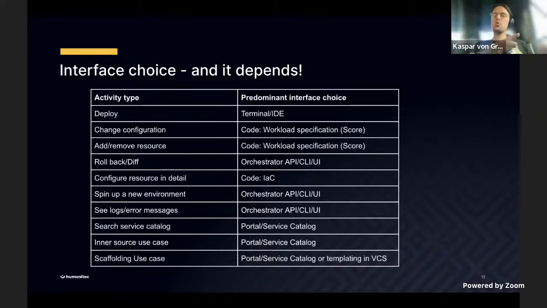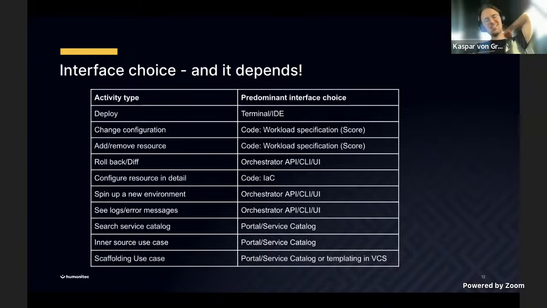So if you just deploy, you're not clicking in a UI, you're just using terminal and IDE, right? In the vast majority of cases. If you do a change to configuration, you're adding an environment variable and all these things, then you would probably use a workload specification. We'll look at one in a second. Same thing if you're adding and removing resources. If you're doing rollbacks and different diffs, you can do the orchestrator API, CLI, or UI, or you build that functionality into the control plane, into the developer plane, where there's no standard integration. You really need to tweak something like Backstage a little bit.